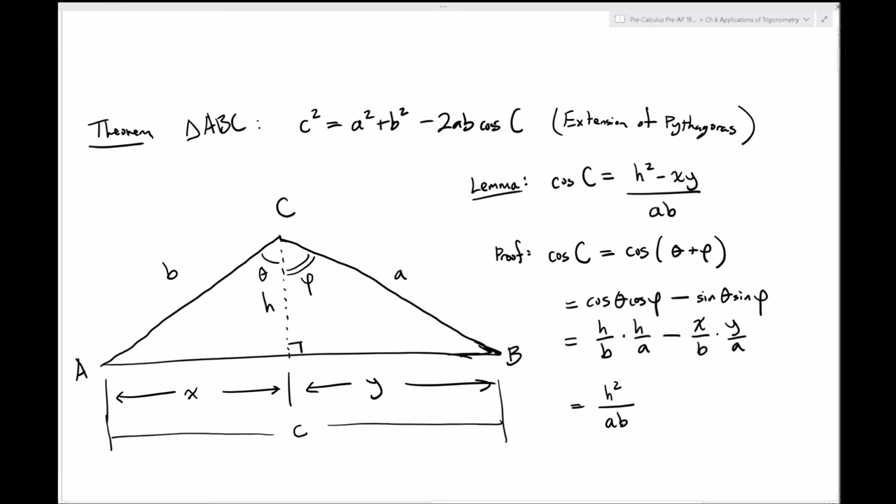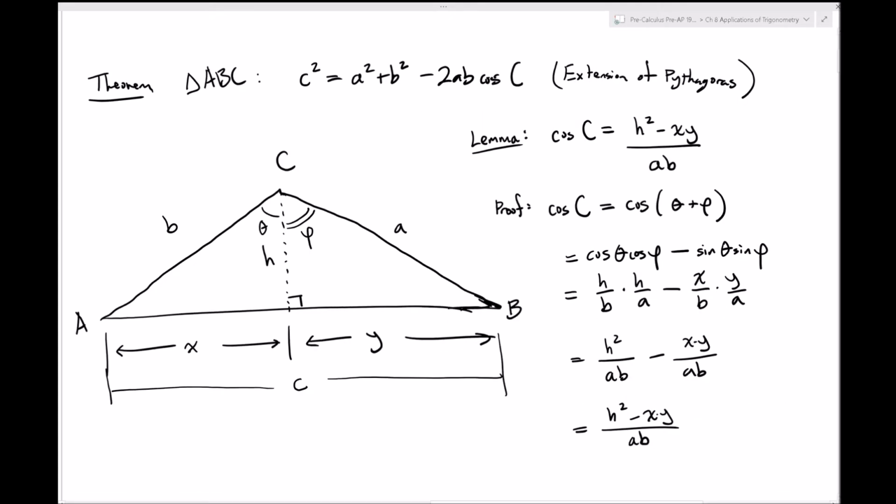So in this case we have xy, so minus x times y over b times a, or a times b. And we're almost done. If you compare that to what we're supposed to prove, we're already there. H squared minus xy over ab, what's the difference? The only difference is I can combine both of these fractions into one fraction, since they have the same denominator. They're already common denominators. And that's it for this particular lemma. So that's the first piece of the puzzle.